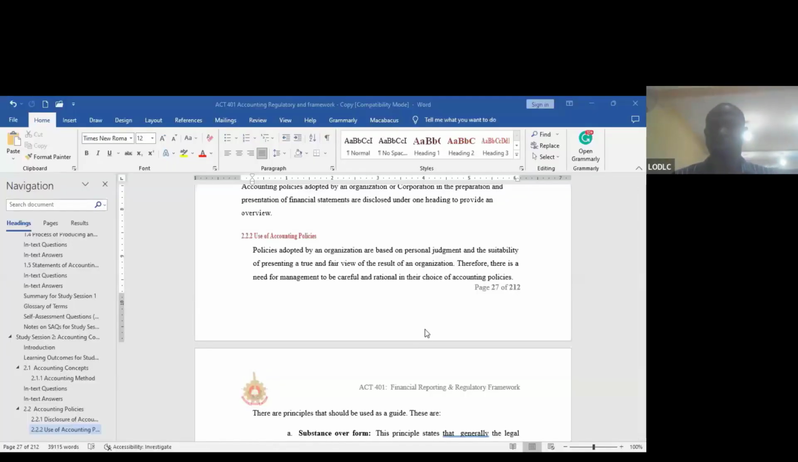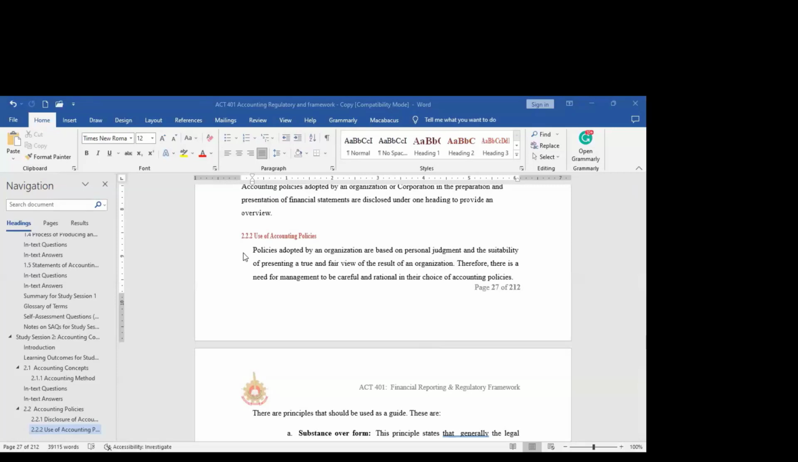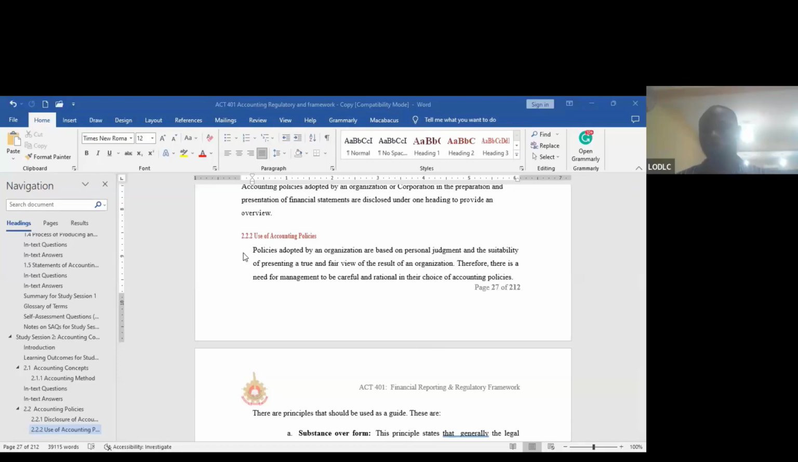So we are talking about the accounting policies, that is the use of accounting policies. I said that the policies adopted by an organization are based on personal judgment and the suitability for presenting the true and fair view of the result of an organization. Therefore, there is a need for management to be careful and rational in their choice of accounting policies. So there are some principles that need to be followed, and those principles will serve as a guide.